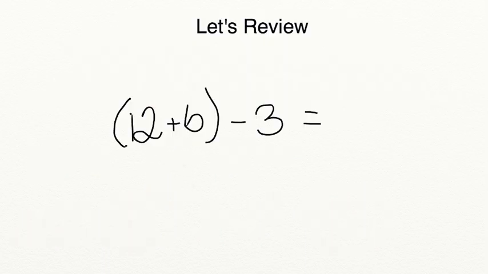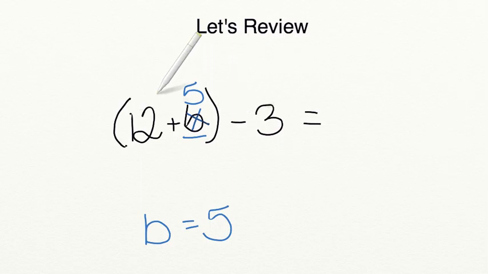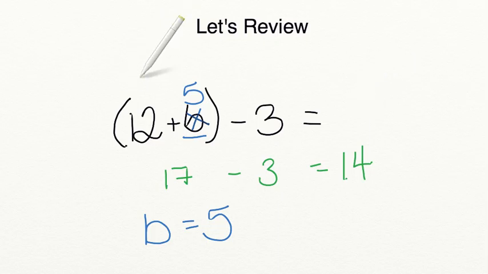Let's take a moment to review what you've learned in today's lesson. A variable is a letter that is used to replace a number. When you're trying to solve the variable, you need to know what its value is so you can replace it in your expression. In this case, b will have a value of 5. So we need to replace b with the number 5. Then you can go through and solve your expression. 12 plus 5 equals 17, and 17 minus 3 equals 14. So 12 plus b minus 3 is equal to 14 when b has a value of 5.